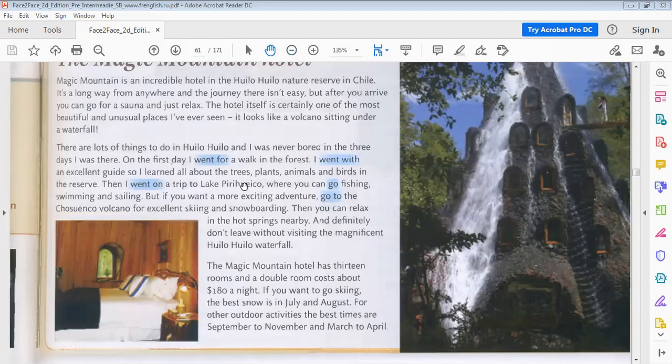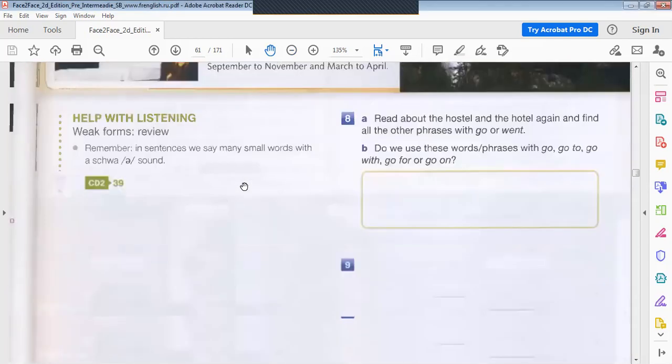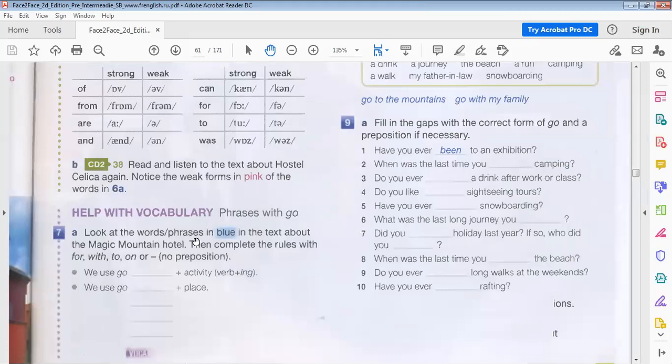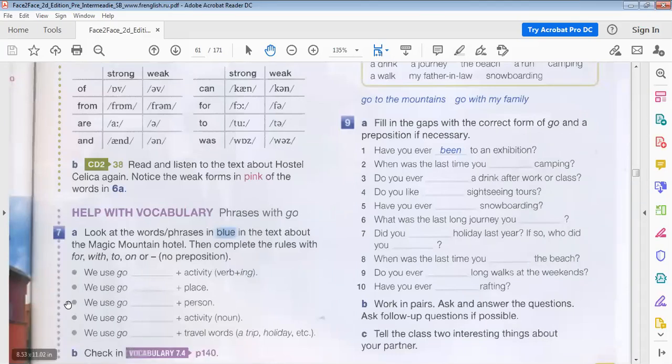So now let's go back to the question. Let me show you the five options we have again. What we want to do is complete these rules. We have five rules, and we want to complete them using for, with, to, on, or nothing. These are the options we have. Okay, so let's use them. We use go with what to talk about an activity? An activity with ing. What do we use?